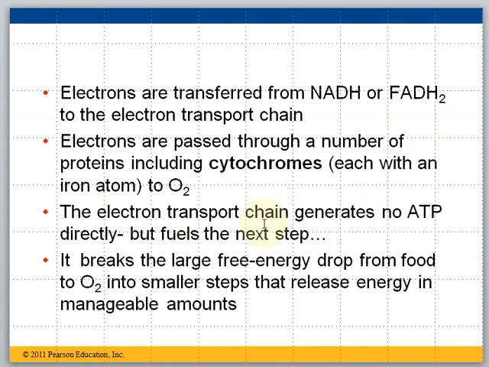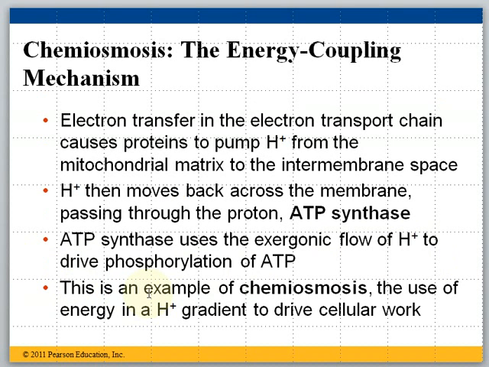So the electron transport chain doesn't create ATP, but it provides the fuel for the next step that we're going to look at. Also, this chain breaks up this large free energy drop from food to oxygen. So we don't have an explosive release of energy all at once. We have this step-by-step process from the glucose all the way to the oxygen, where energy is released in small, usable amounts.